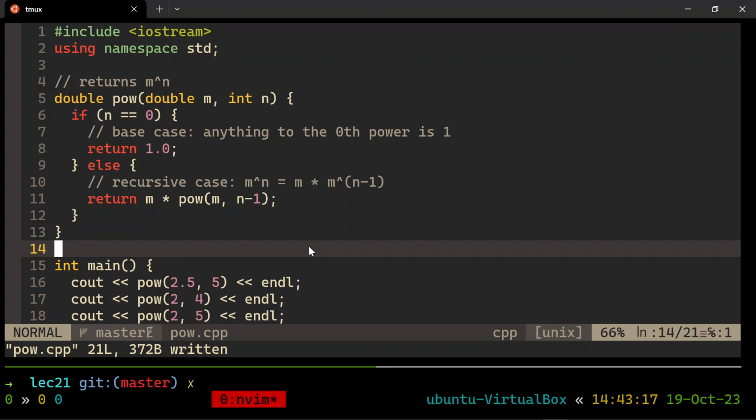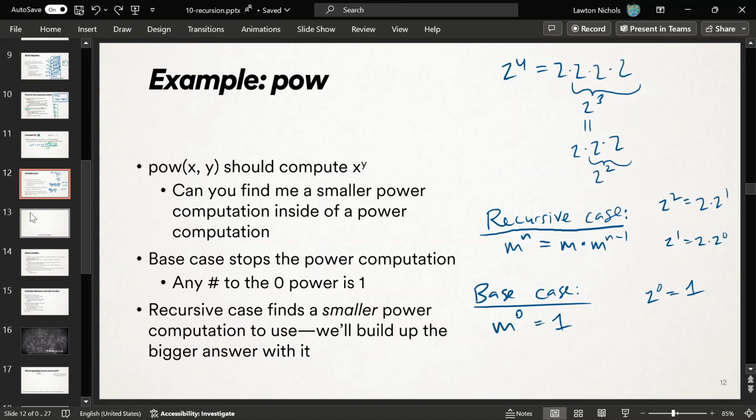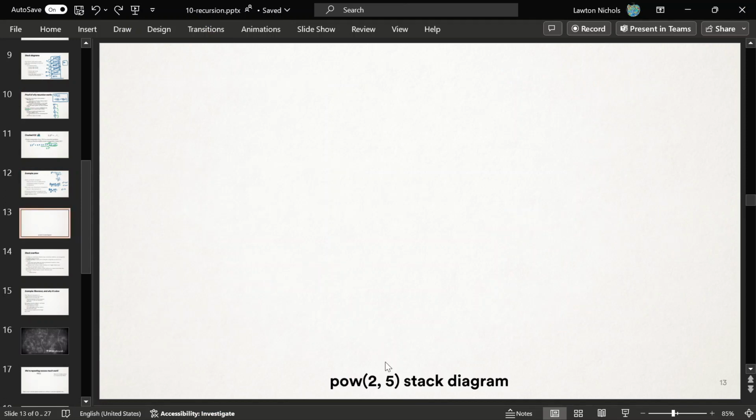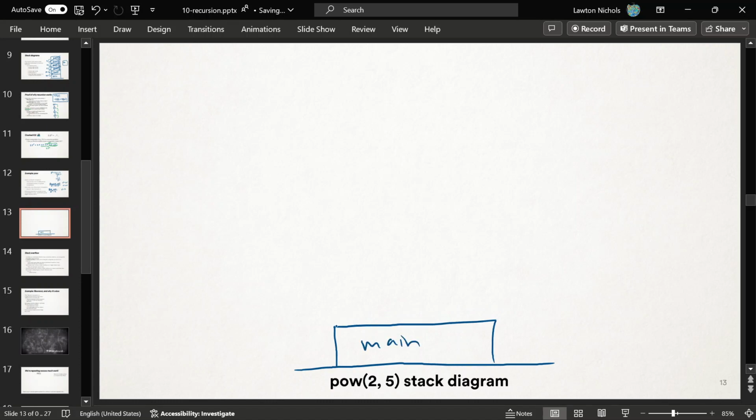Let's see here. Oops, I didn't want that. Let me draw another picture. How is pow 2, 5 working? So we call it from main, right? Main called pow of 2, 5. Let's make this small enough so that I can draw a lot of stack frames. So main calls pow of 2, 5 to compute 2 to the 5th power.